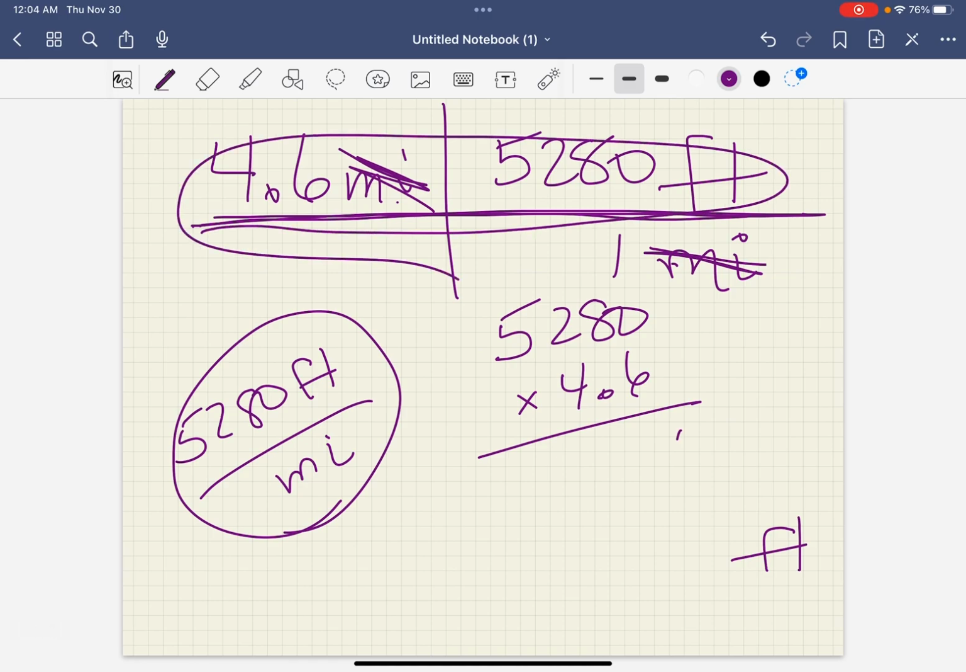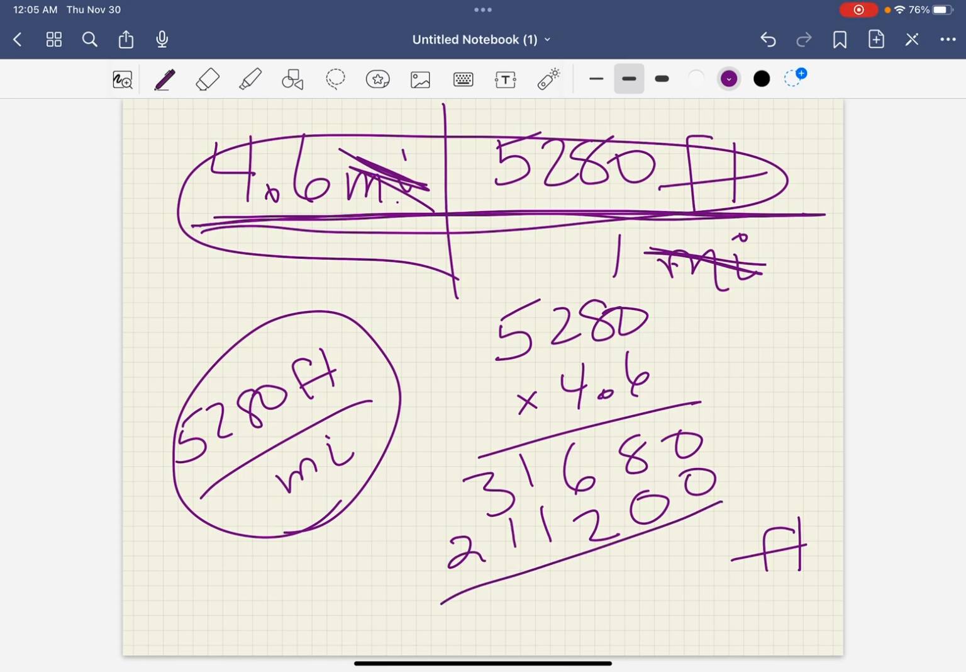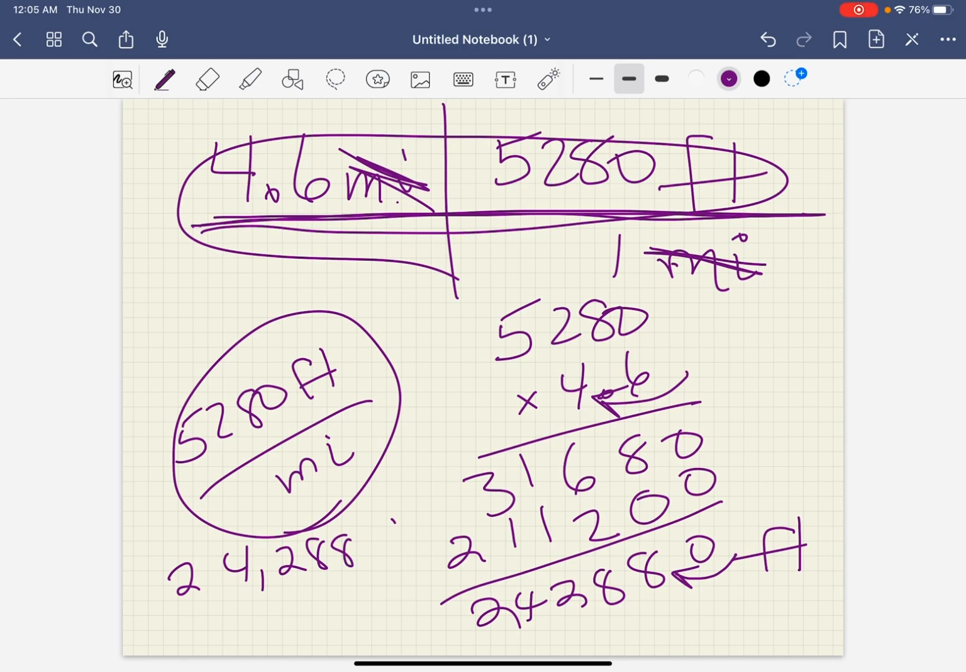So we have 0, 48, 12 and 4 is 16, 31, put a 0, another 0, 32, 8 and 3 is 11. Okay, so we have 0, 8, 8, 2, 4, 2. Decimal has to be moved over one place. So the answer is 24,288 feet.